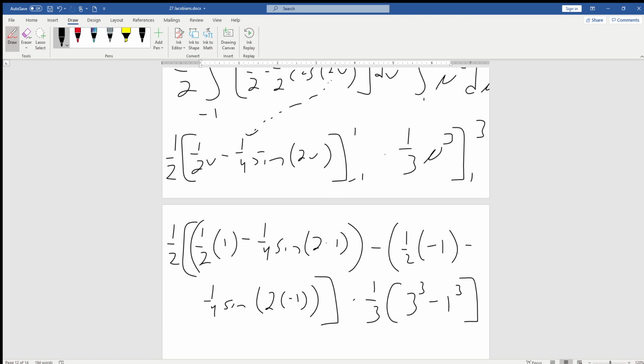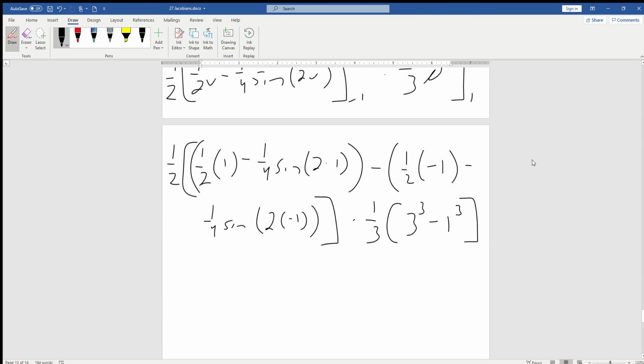Getting a little bit ugly here, but hopefully it's just computation at this point. We have a 1/2 and a 1/3, so let's make that 1/6 right away. And then 27 minus 1 is 26, so we end up with 26/6 right away. All right, that takes care of all this stuff that we have underlined.